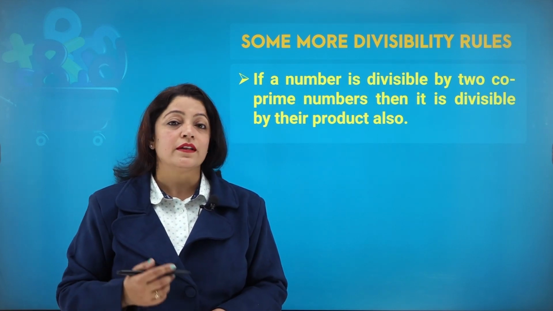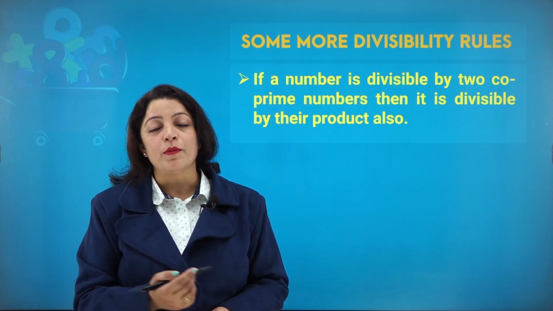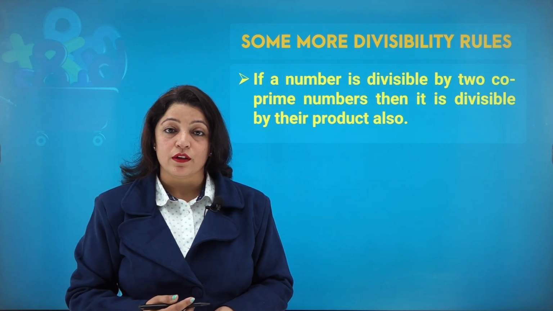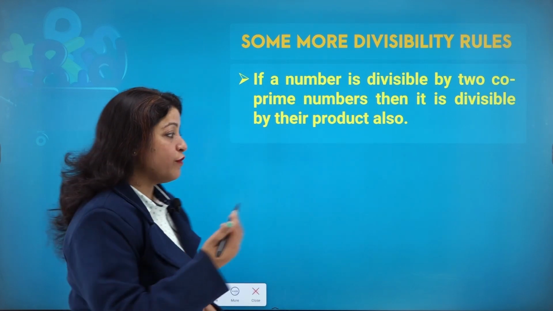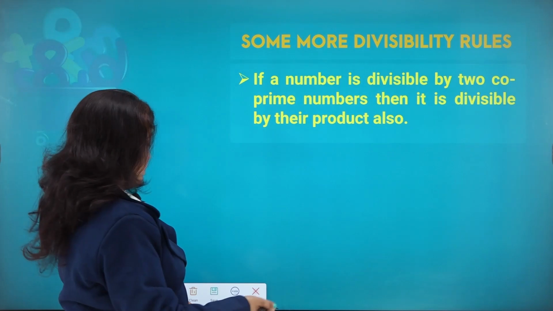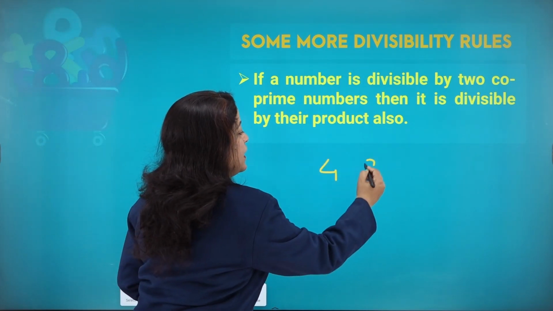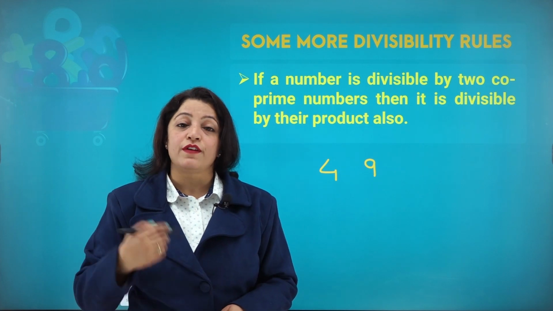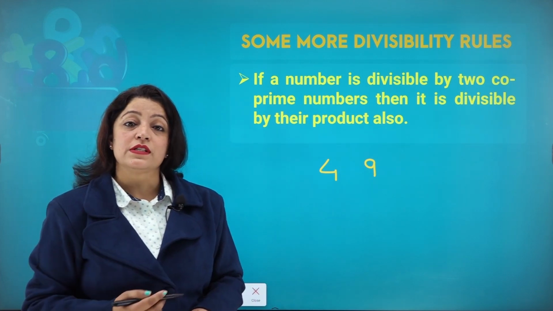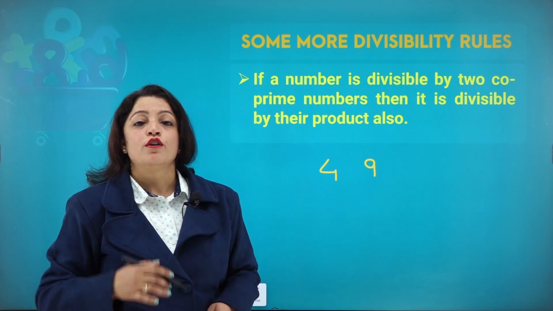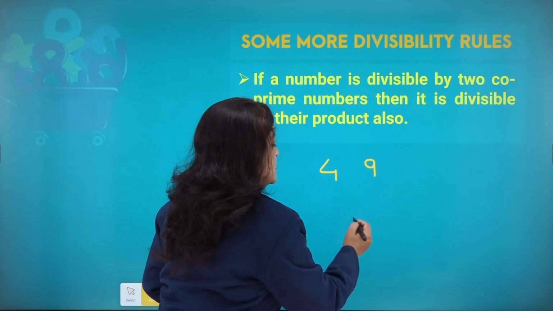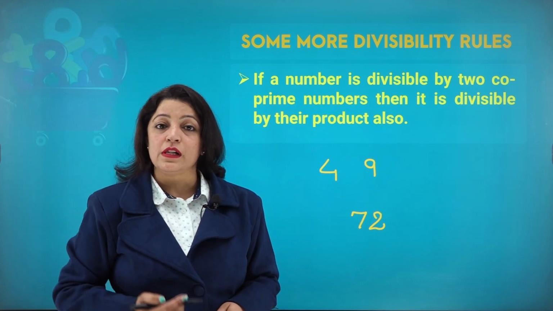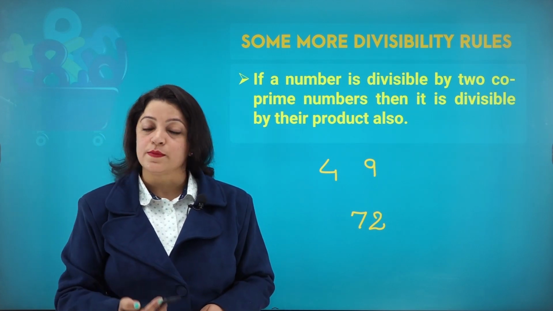Co-prime numbers are the numbers which have only 1 as their common factor, and there is no other common factor. For example, we have taken 4, and you can take 9. So 4 and 9 are two numbers which are co-prime. That means if a number is divisible by two co-prime numbers, for example, suppose 72, then 72 is divisible by both 4 as well as by 9.